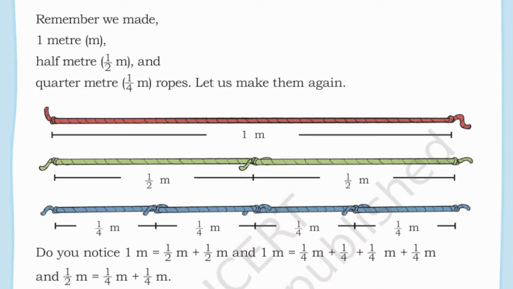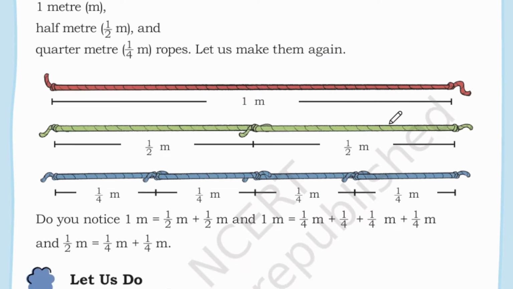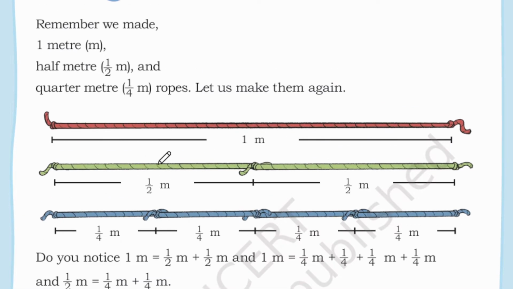So we have colored ropes: a red one, a green one and a blue one. The red one is a 1 meter rope and the green one is again a 1 meter rope. But if you see, you are able to get 2 half meters in this rope. They have divided it as 2 half meters, which is also equal to 1 meter.